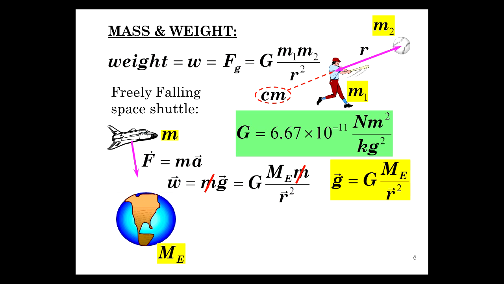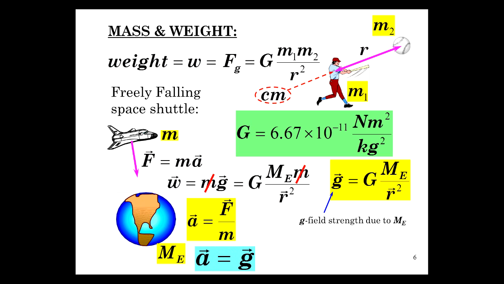Of course, masses go away, so we can get the strength of the g field of the mass of the Earth, which is G times that mass over r squared. This is equivalent to just saying that the acceleration is the force over the mass. That's the acceleration that's acting on that space shuttle.